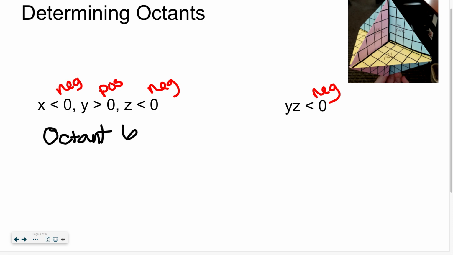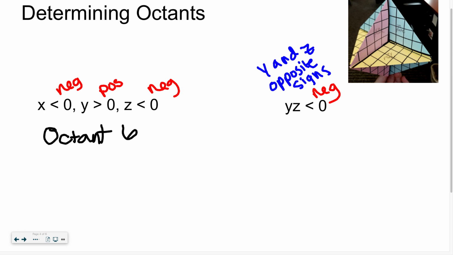Okay, now the next one says yz is less than 0, so that means that yz is negative. How is yz negative? What must be true? Opposite. Okay, if they're opposite signs, okay. So we want to name any octant where y has a different sign than z. We're able to come up with any octants that will work for that. 3, 4, 5, 6.